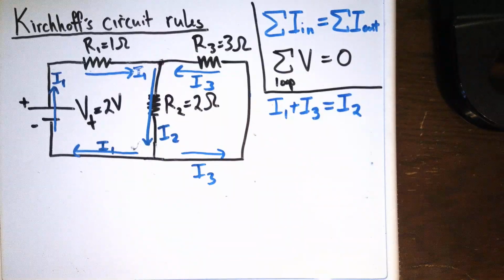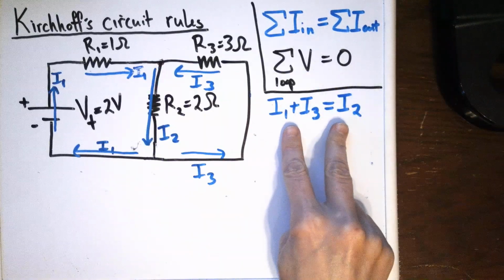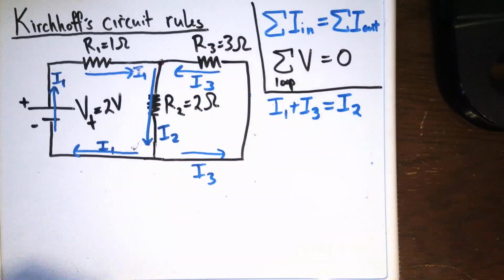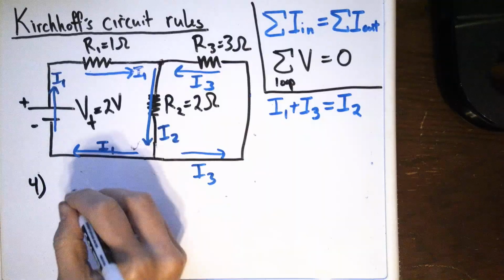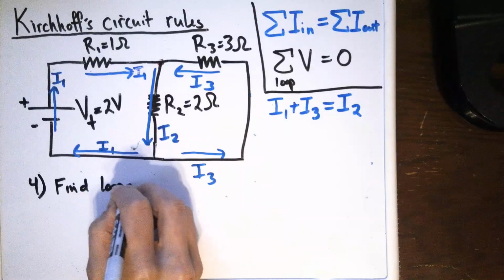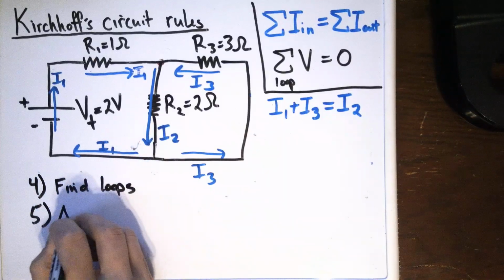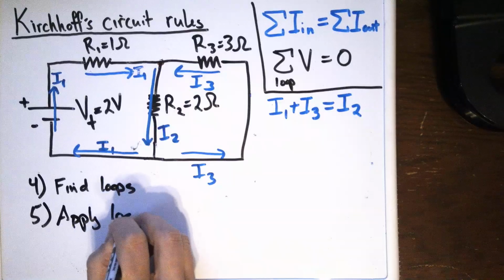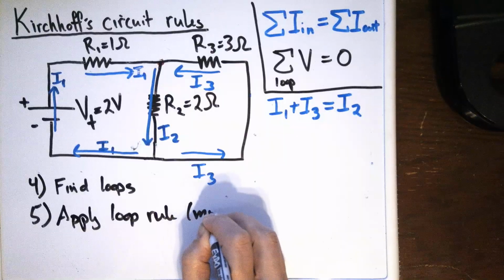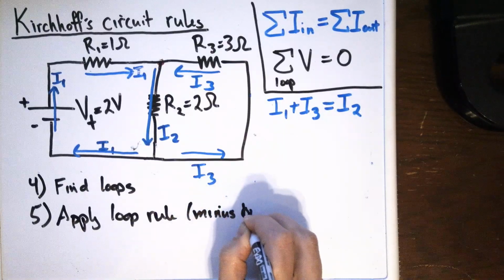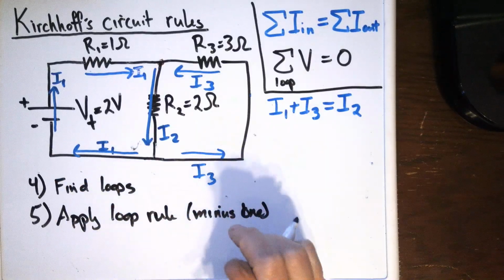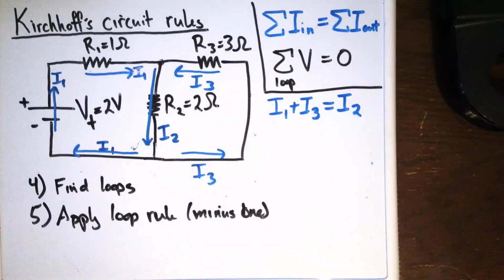Next, the loop rule. Okay, so here are my rules. Here I've applied the junction rule. I had 2 junctions, so I got 1 equation. Next, to do the loop rule, the first thing I need to do is find the loops. And then after that, I can apply the loop rule. Again, I need to do it for the number of loops I've got minus 1. So here I have 3 loops, and that means I'll need 2 equations to come out of it, because the third one will just be redundant.